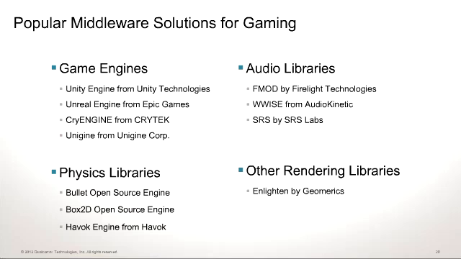So with that kind of introduction, I guess there's also other rendering libraries that include the Enlighten solution from Geomerics, which is an immersive dynamic lighting solution for mobile. And this solution is basically more popular in the PC and console space, and now they're coming to mobile. So it's very useful for you guys if you're focusing on mobile.